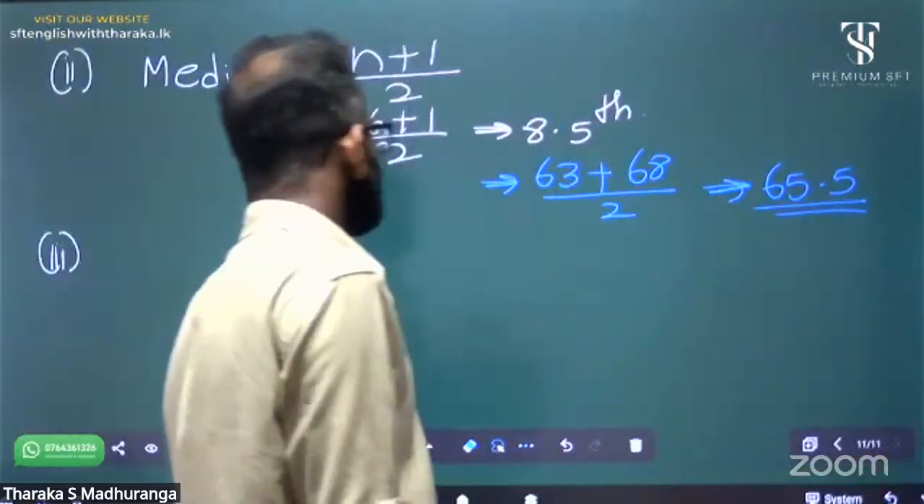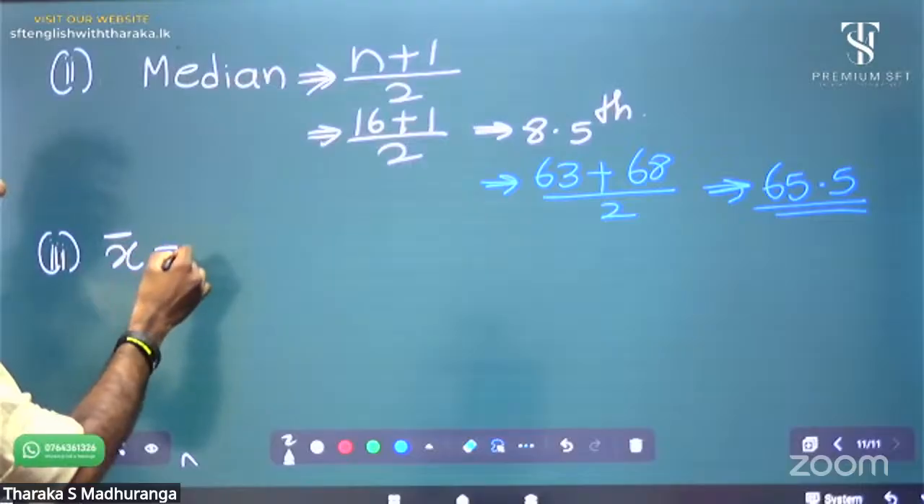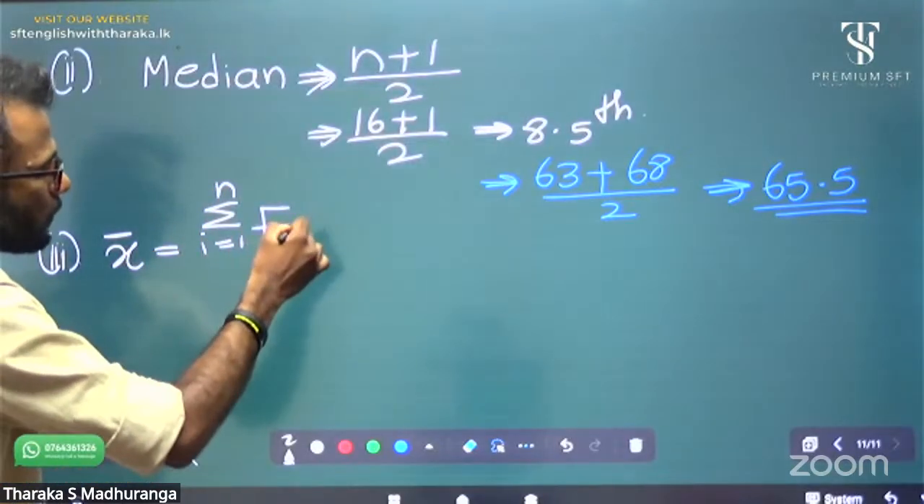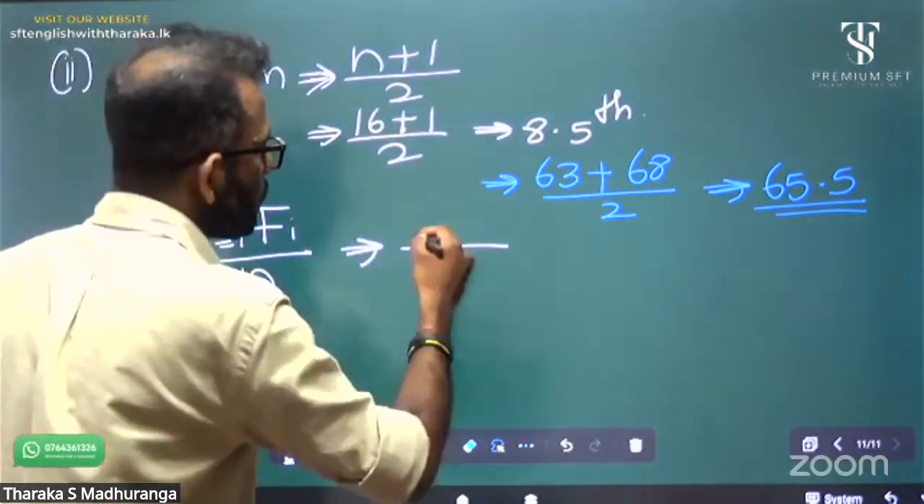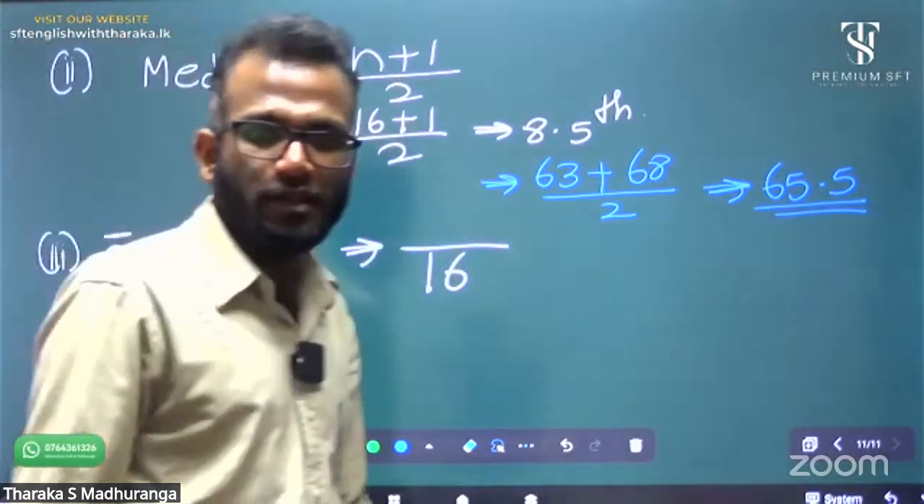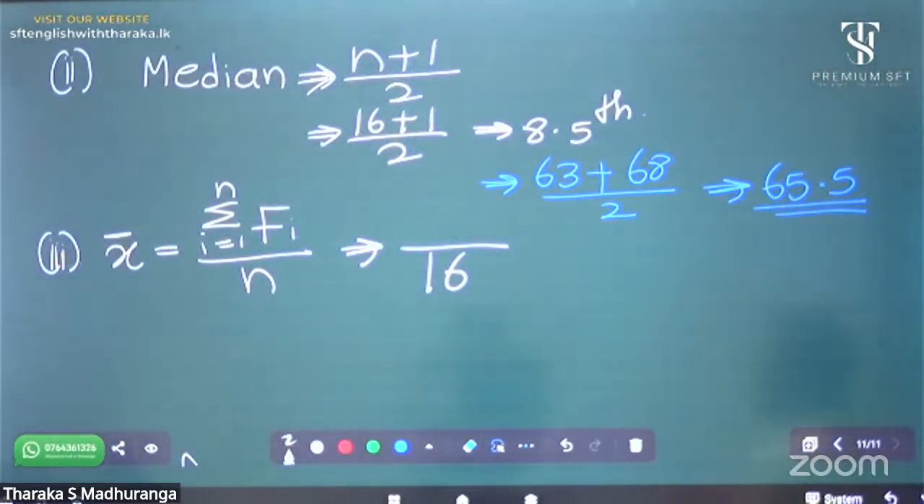Now, the third one is the most difficult one, I think. X bar equals the mean: sigma i equals 1 to n of f_i over n. Okay, I need the above value. I only know 16 is the lower value, the number of values. Okay, I need the sum. What is the summation?